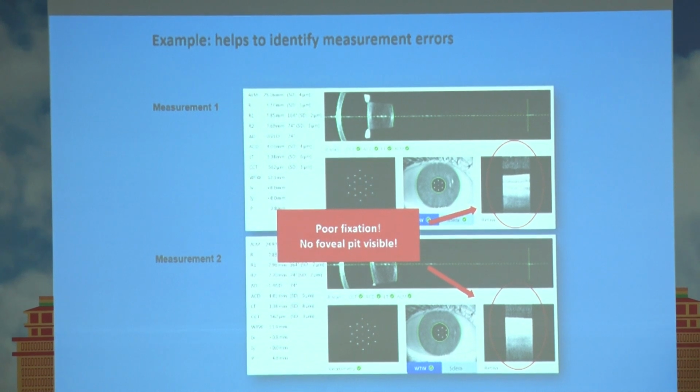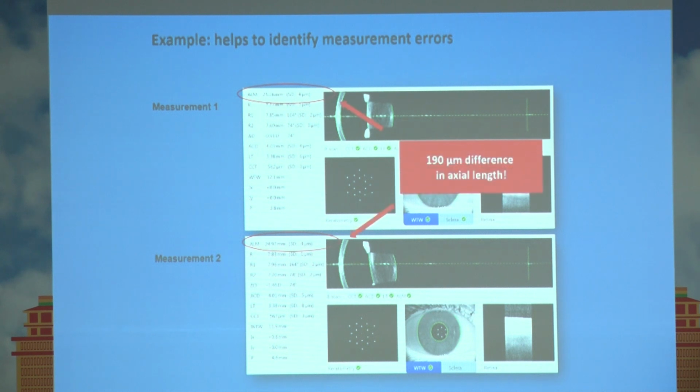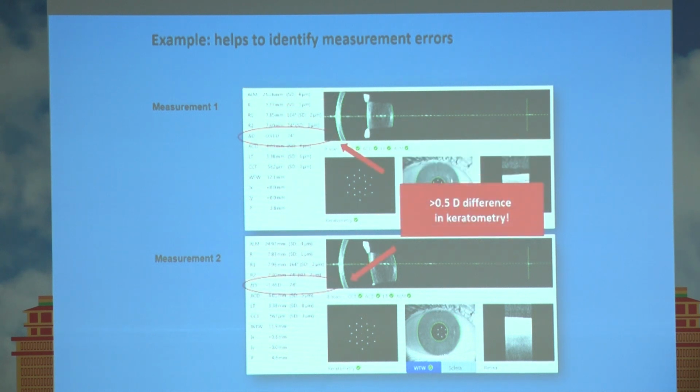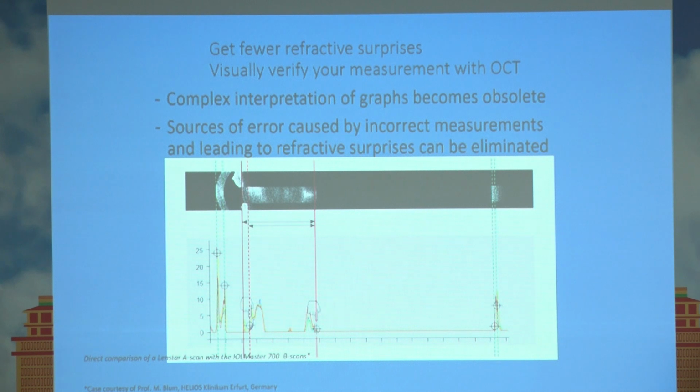If you see here, there is poor fixation, no foveal pit. That means there is already more than 190 micron difference in the axial length and more than 0.5 diopter difference in the keratometry. That means these readings are not accurate. Not only is doing the scanning important, you need to look at every parameter.